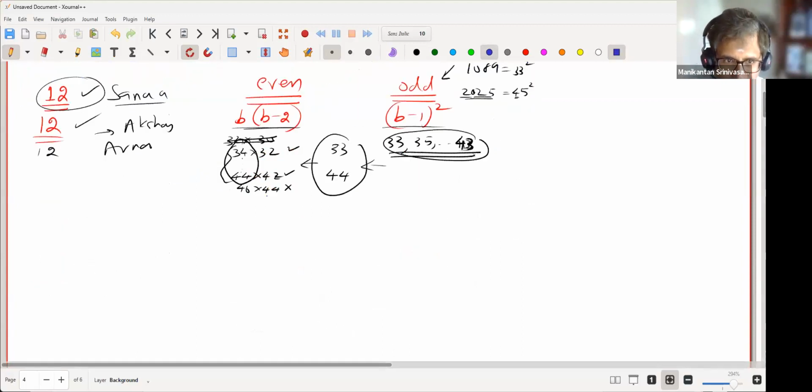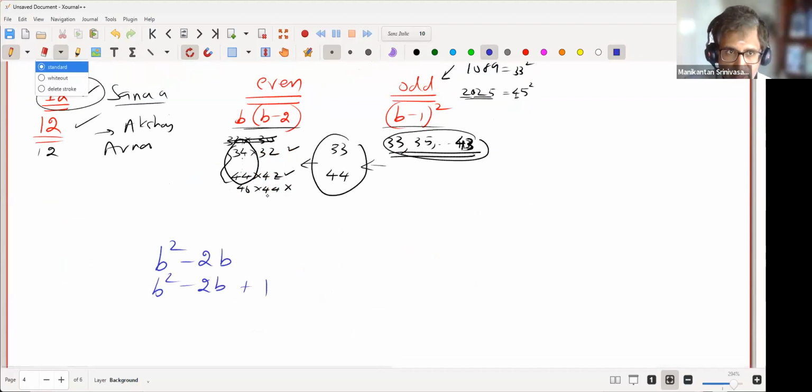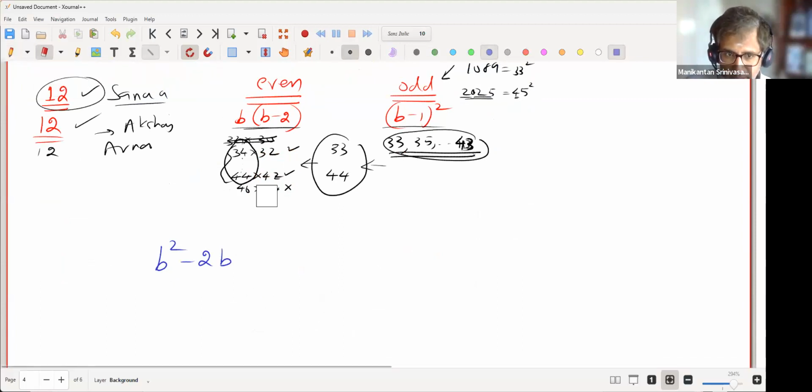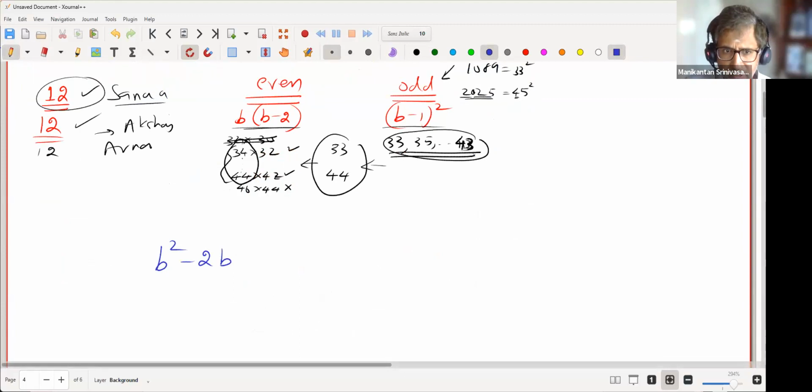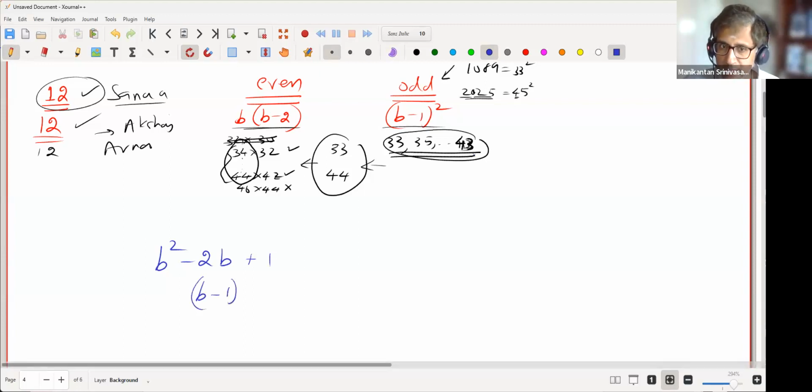See, we have two expressions, right? One is b square minus 2b. The other one is b square minus 2b plus 1, right? So both the expressions are almost the same, so we can just see that approximately both these expressions are same. I'll just go with one of them. In fact, let's go with b square minus 2b plus 1, because that's easier. Irrespective of whether n is odd or even, let's go with this approximate expression. So b minus 1 whole square should be between 1000 and 2000. Okay, and that's it.